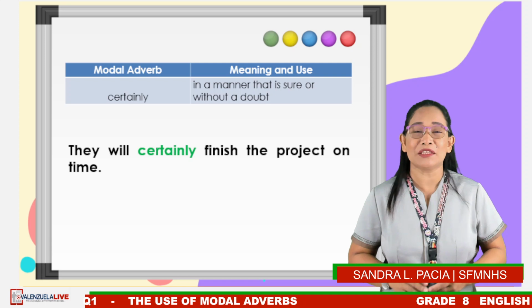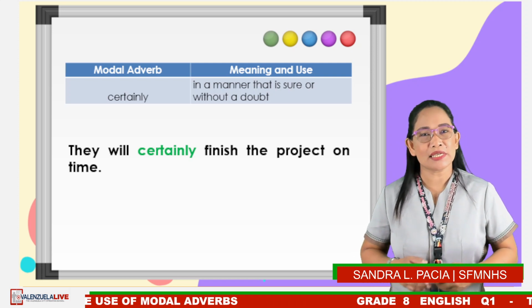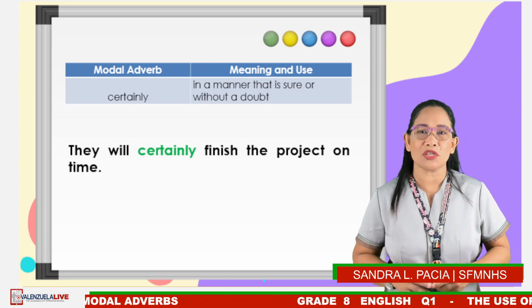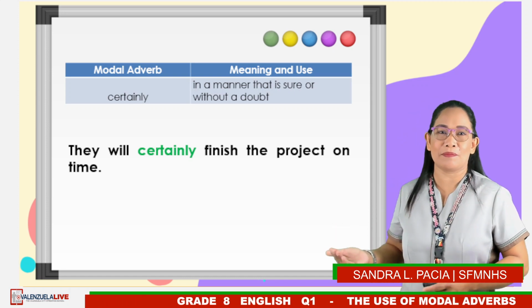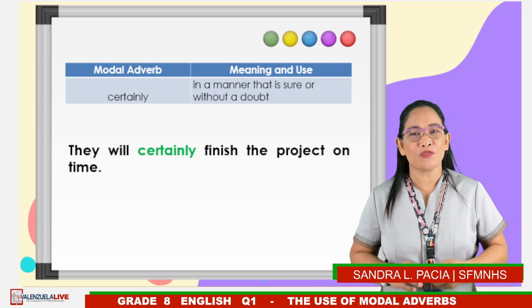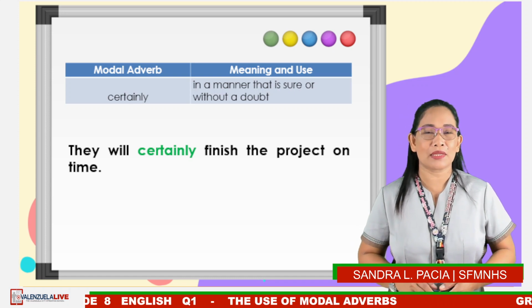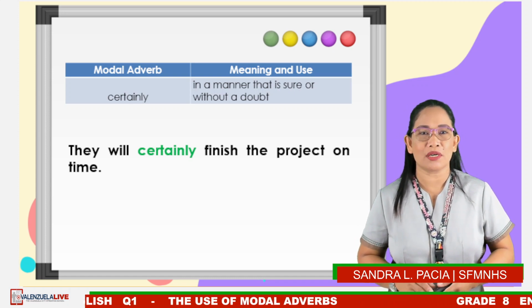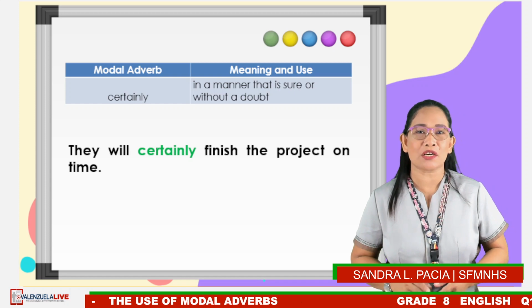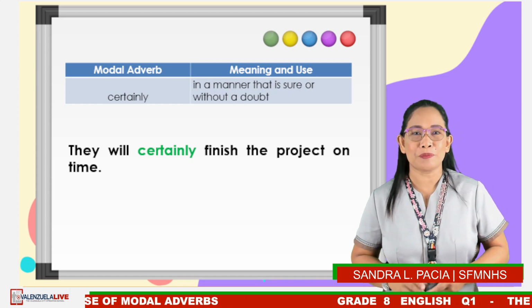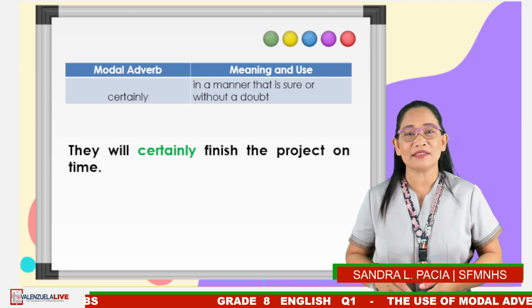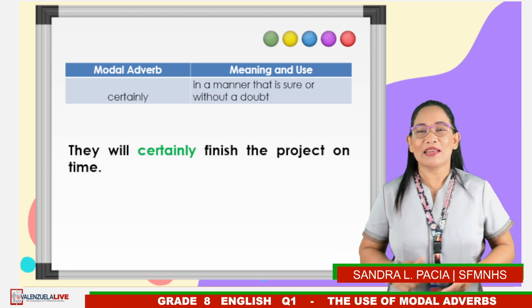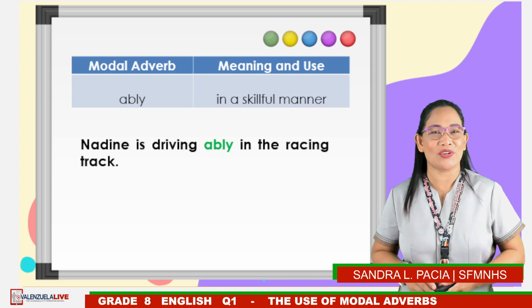Now, let us look at the modal certainly. This modal is used if one is sure or has no doubt at all, just like this example. They will certainly finish the project on time. The speaker here is sure that they will finish the project on time. The adverb certainly describes the verb finish. Did you get it? Good. Let us analyze the other sentences.